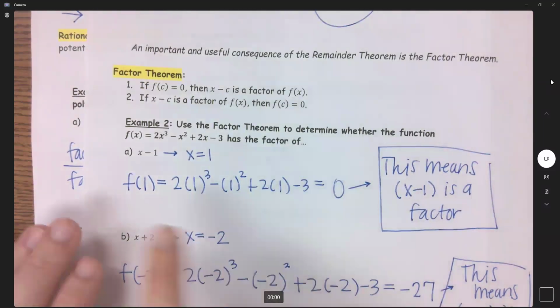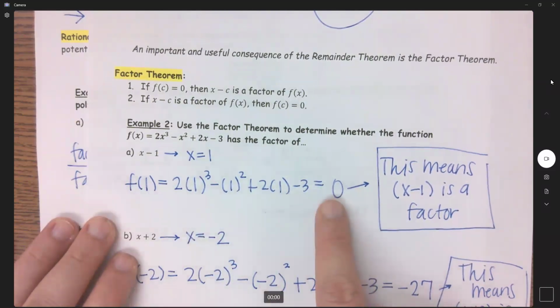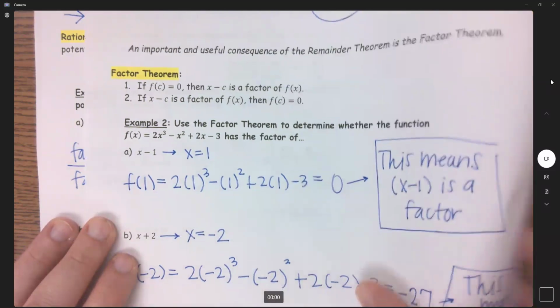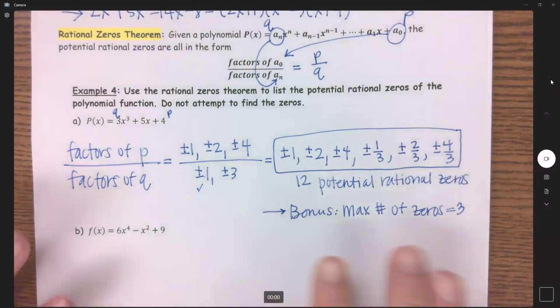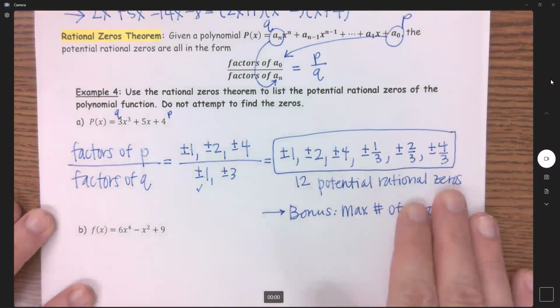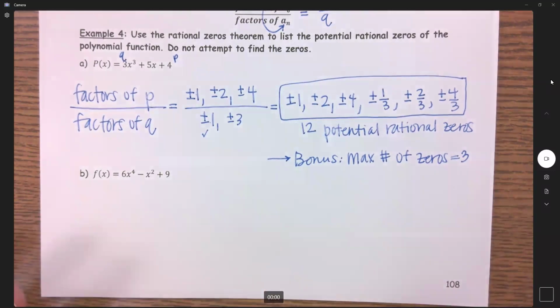If we didn't have calculators, we would take those 12 potential rational zeros and plug them in and see if any of those were factors. But we're not having to do that. We are just listing our potential rational zeros. So all of that to go to the next one.